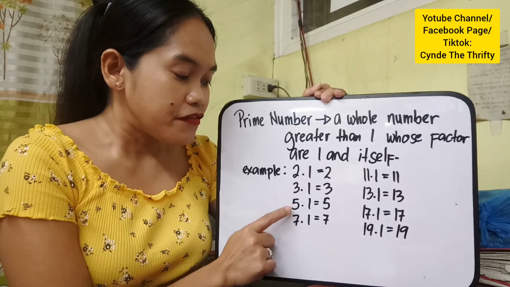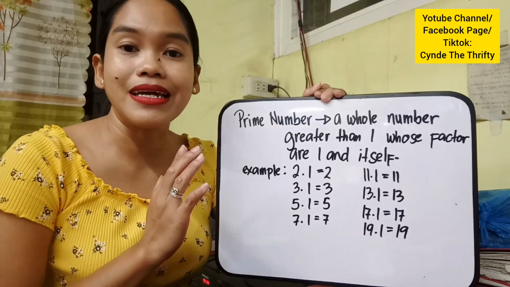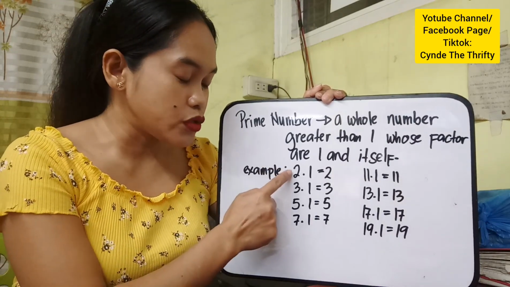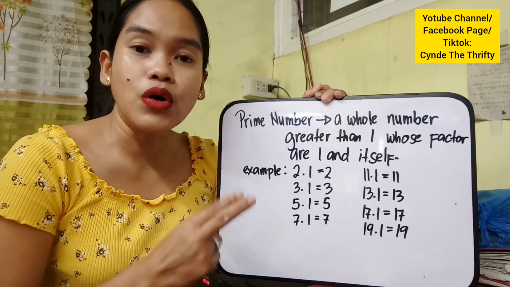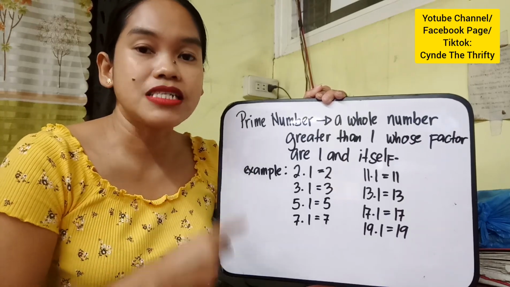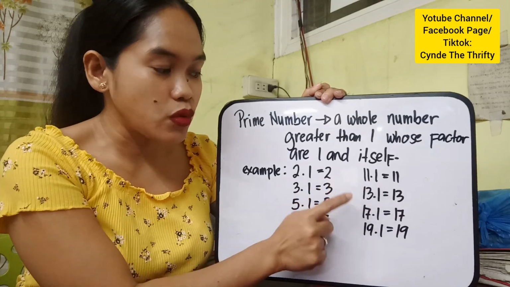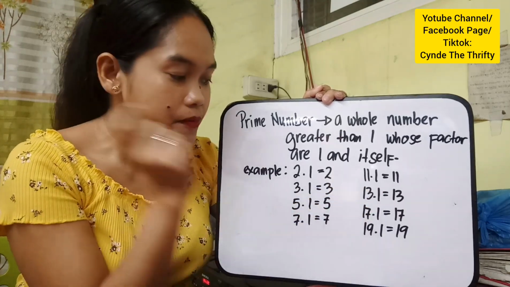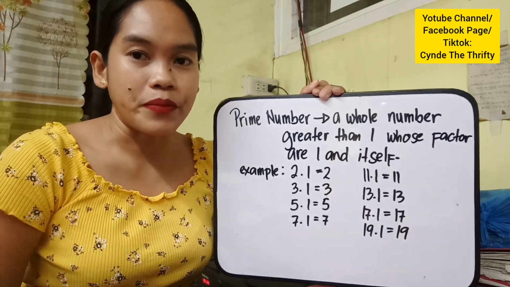Just like 5, 5 times 1. 7, 7 times 1, kasi wala ka nang ibang number na pwedeng i-multiply na magre-result sa 2, sa 3, sa 5, sa 7, di ba? So, dalawang number lang talaga yung pwede mong ma-factor. So, that is 1 and the number itself. So, just like 11, 11 times 1, 13 times 1, 17 times 1, 19 times 1, and so on and so forth. So, yun ang tinatawag nating mga prime number.